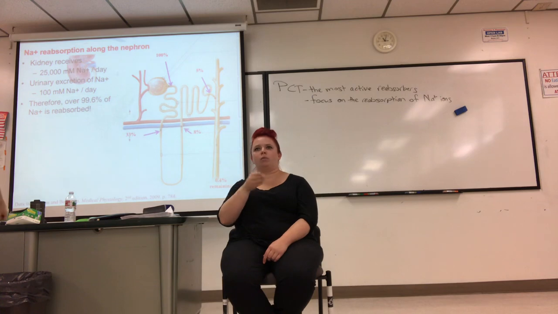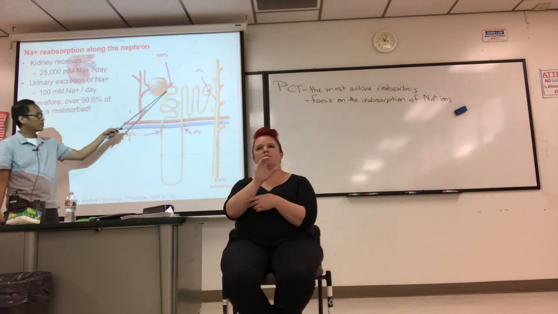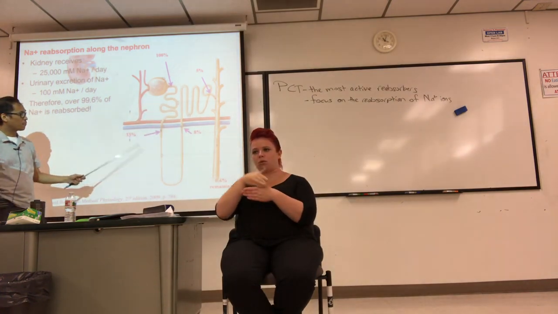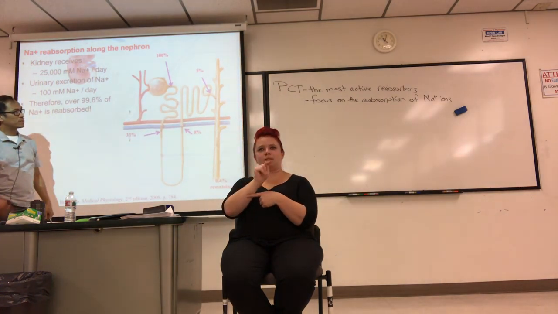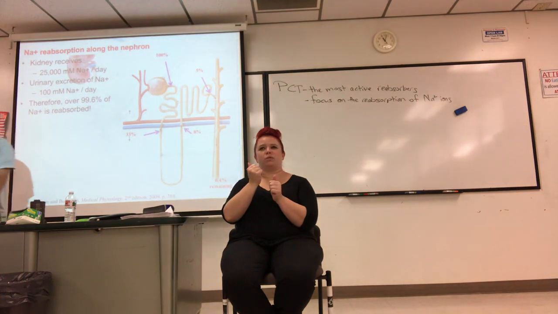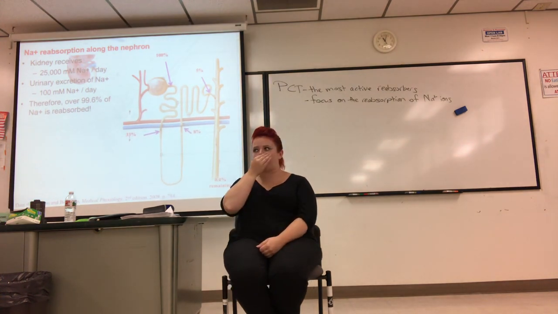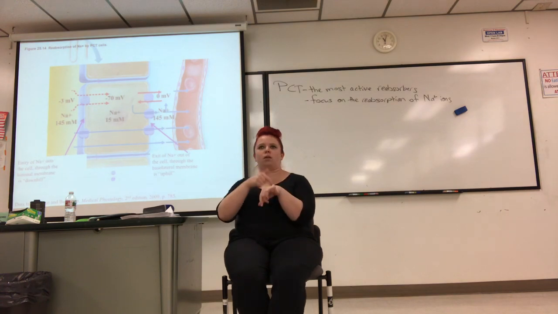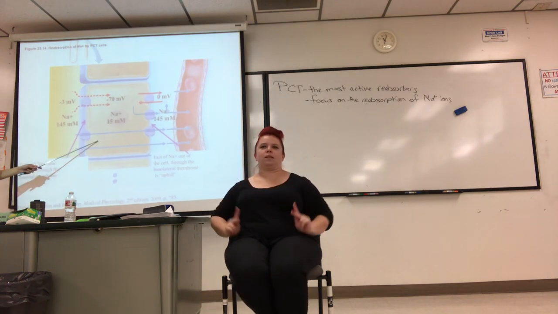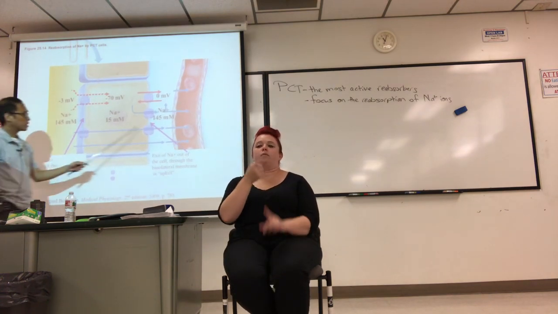Look at the PCT. You've got 100% there. You get to the end of the PCT, you only have 33% remaining. So the PCT reabsorbs most of it and other things. So that's kind of what we're talking about here. And you're going to spend a lot of time looking at figures like this, where you have the kidney cell of the PCT, filtrate, blood.